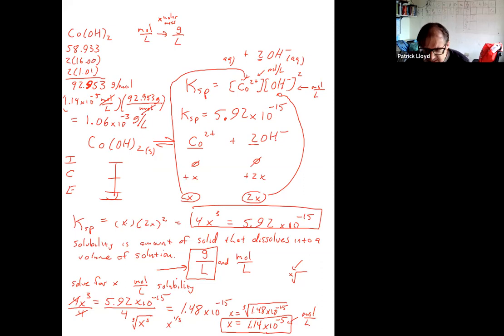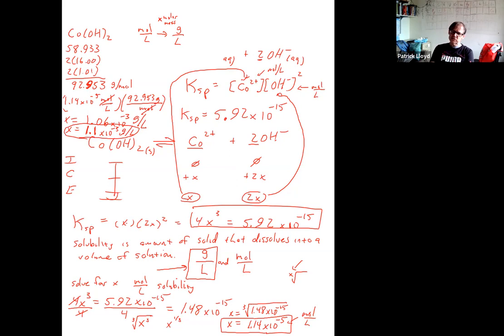2 significant digits is not the same as 2 decimal places. 2 decimal places would be 2 digits past the decimal point. So 2 significant digits, you would round that to 1.1 times 10 to the minus 3. And there you go, so there's your solubility in grams per liter.